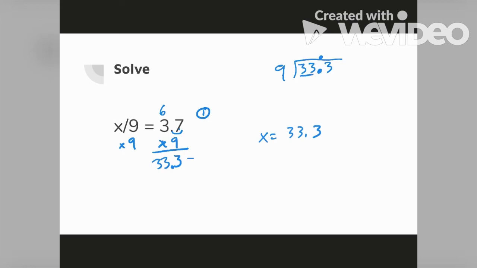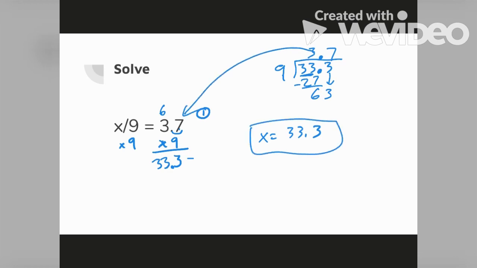9 goes into 33 3 times for 27. I subtract, give me 6 left over. I bring down my 3. 9 goes into 63 7 times. So we did check our work. The answer was 3.7. So 33.3 is the solution to the equation.